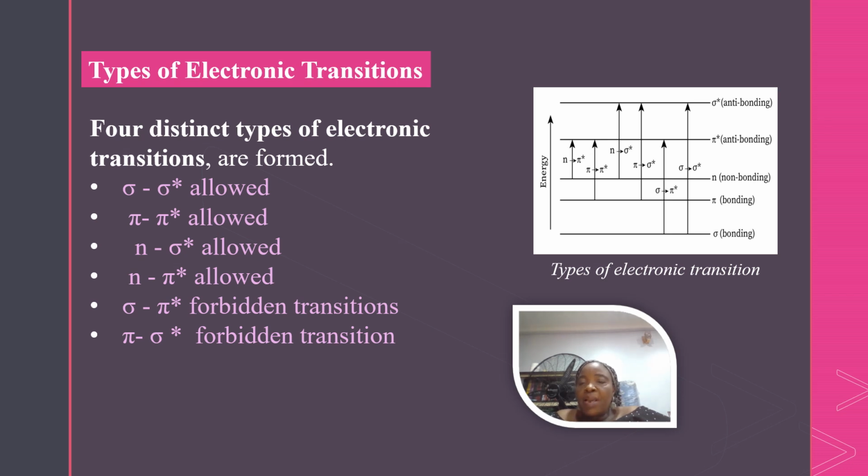One, we have the pi to pi star transition. We have the sigma to sigma star transition. We have the n to sigma star transition, and then we have the n to pi star transitions. We have what we call forbidden transitions, which are sigma to sigma star forbidden transitions and pi to sigma star forbidden transitions. Each of these transitions, that is the allowed transitions, we will look at separately.